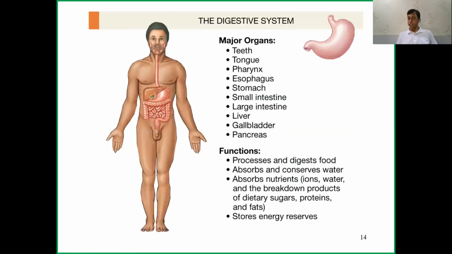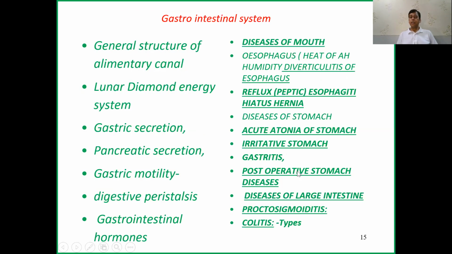Then the digestive system, the parts of the digestive system, the function of the digestive system. And in this digestive system, the most important topic that was given by the professor is the lunar energy system. How the lunar energy system is controlling our body. And in this topic, when I learned something about Ayurveda, I got a very strong correlation between Ayurveda and this lunar energy system. So this is an important discovery of the professor.